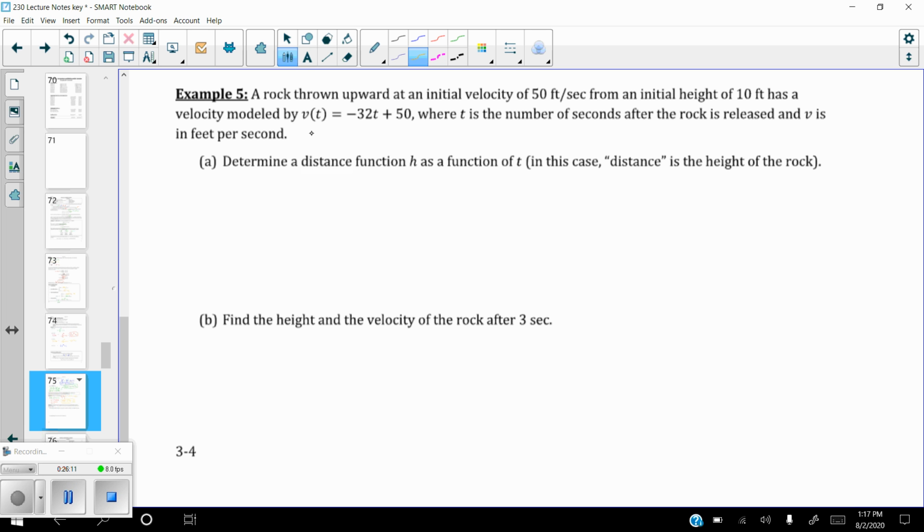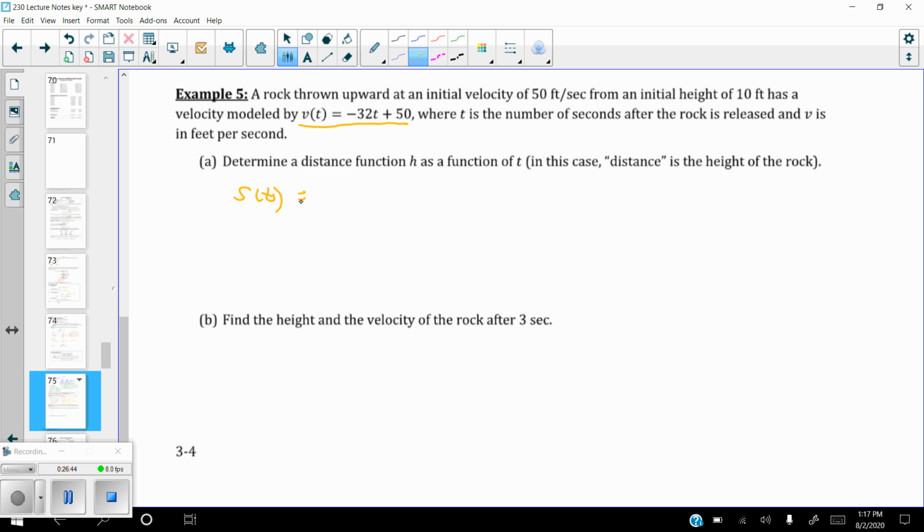So I've given you velocity. Velocity was given here. Determine a distance function h as a function of time. In this case, distance is the height of the rock. So if we want to find the distance function or the position function of this thing, we need to take an antiderivative. So let's go ahead and find the antiderivative, because remember, the antiderivative of velocity is the position. So I'm going to call that s of t, because that's typically what we use for position.